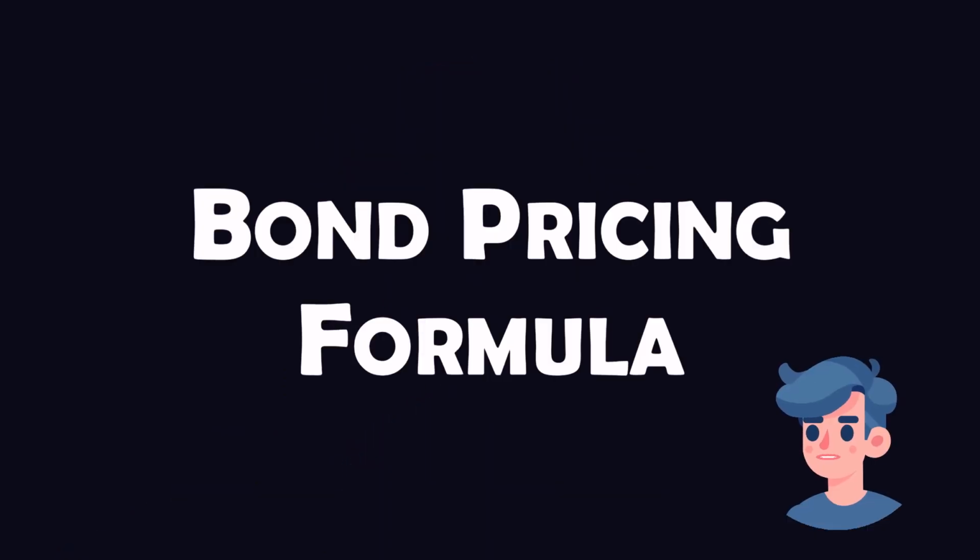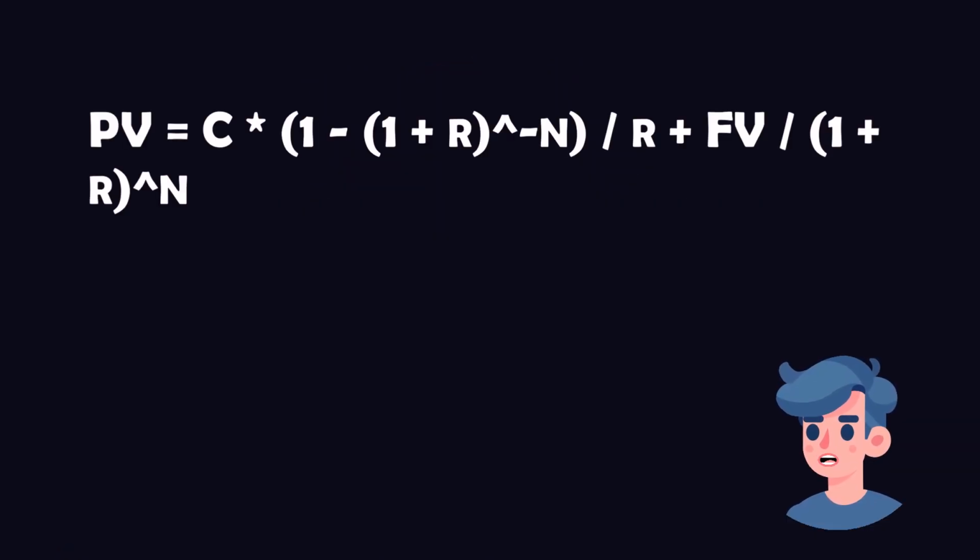Let's use the bond pricing formula. PV equals C * (1 - (1 + R)^(-N)) / R plus FV / (1 + R)^N, where C is the annual coupon payment, R is the discount rate, N is the number of periods, and FV is the face value.